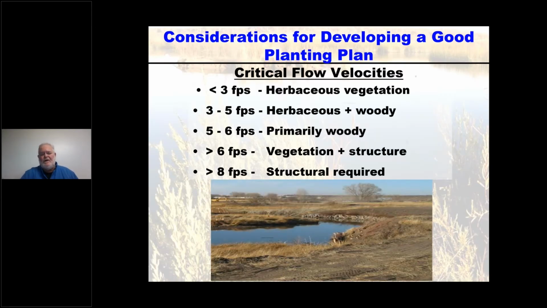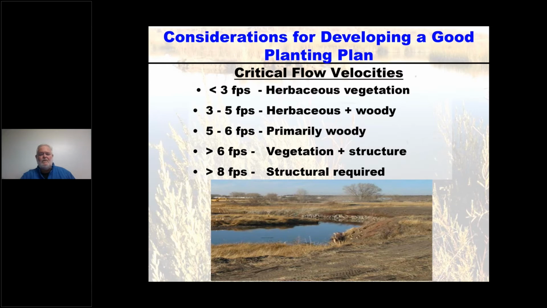This is a rule of thumb that I like to have just in my head. And these are critical flow velocities. If you have a hydrologist or you have an access to a hydrologist, they can get a lot more specific information and help you out with that. If you don't, then these are some pretty good rules of thumb. If you're less than 3 feet per second in terms of flow, herbaceous vegetation will do a good job in holding the stream together.